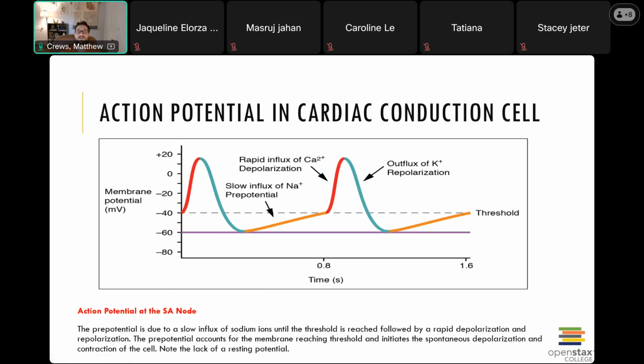So in your cells, right, you have a net negative charge. Inside the cell, it's roughly negative 40 millivolts, okay? And the reason for that is because you have K inside, and Na outside and calcium outside. So there's a net negative charge inside and a net positive charge outside the cell, okay?